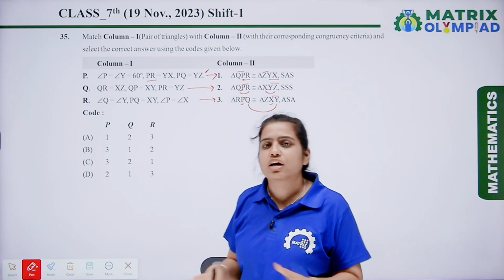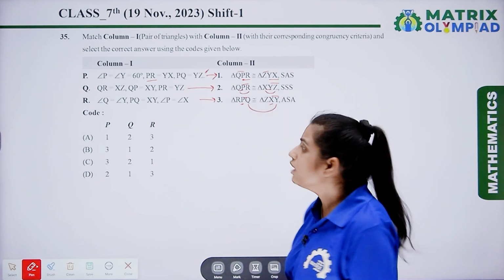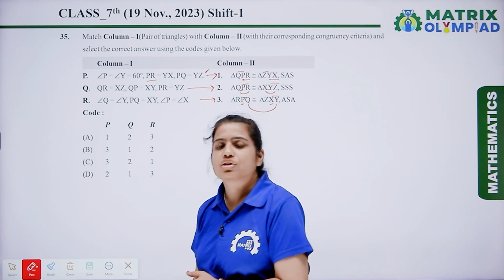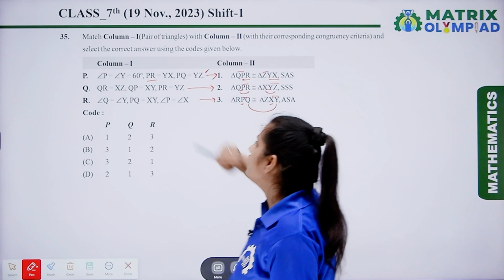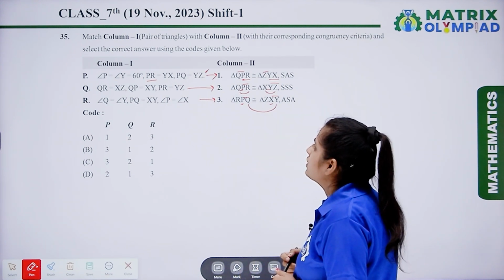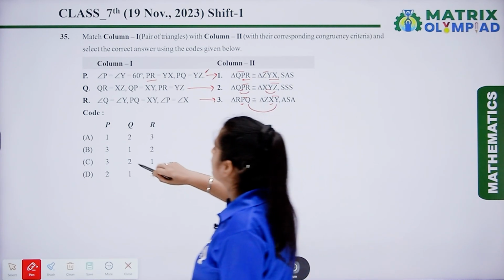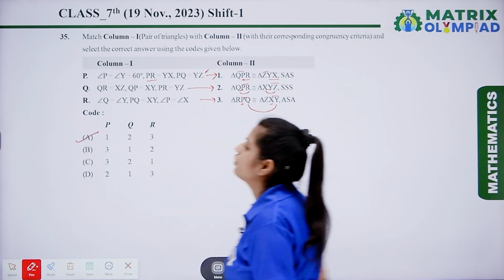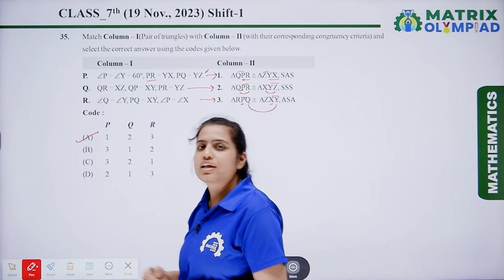We can now check whether these all things are congruent to each other or not. So, here PQR has answer 1, 2, 3. So, let's check the sequence. 1, 2, 3 is in the A option. So, here option A is the correct answer. Now, let's move on to the next question.